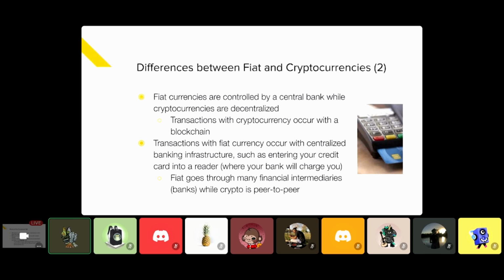Also, transactions with fiat currency occur within centralized banking infrastructure, meaning that if you make a transaction, it's visible on your credit report, and other things like that. But cryptocurrency doesn't have the same thing, because that's sent to the blockchain.